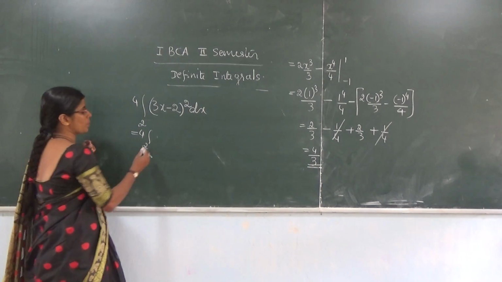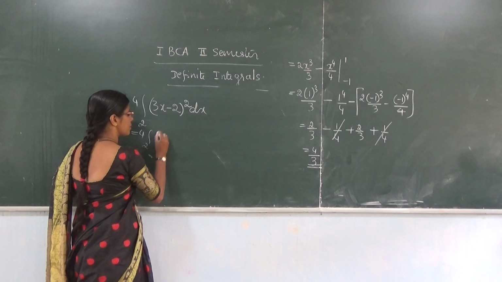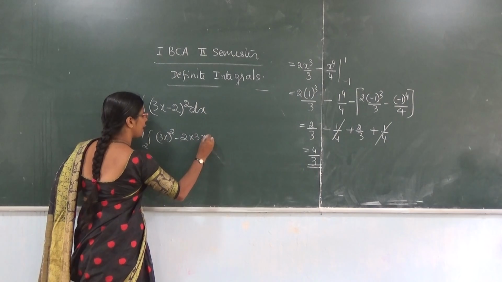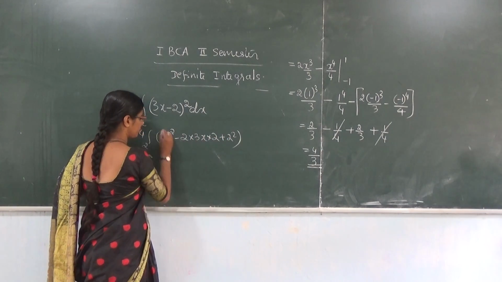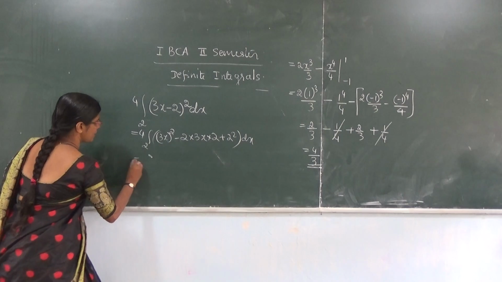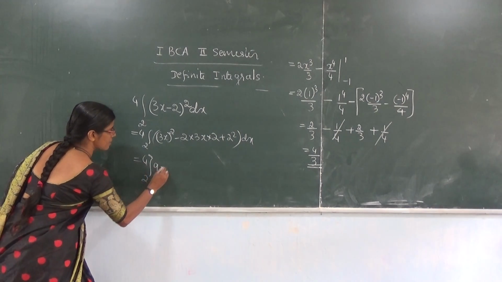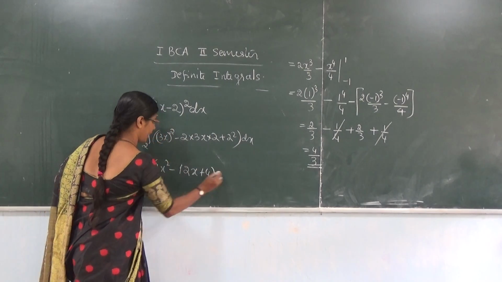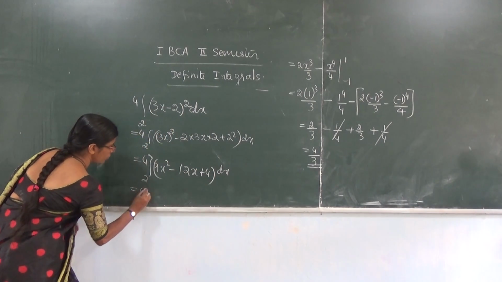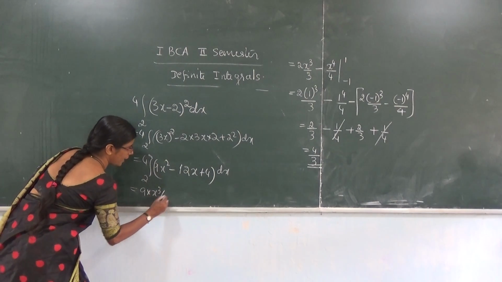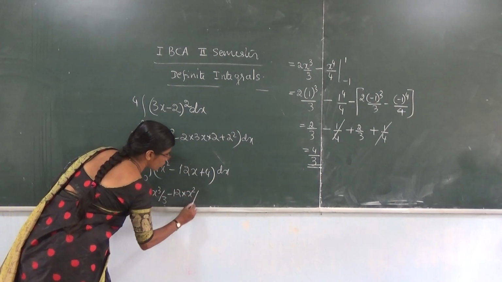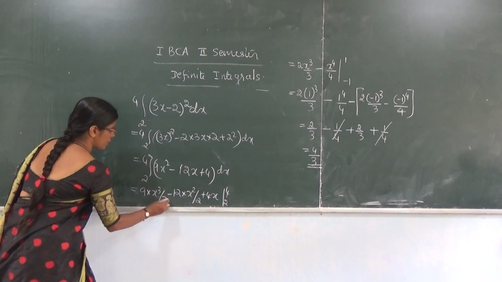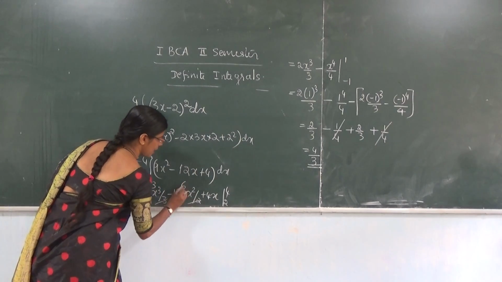a minus b whole square is a square, that is 3x whole square, minus 2 into a into b, plus b square. So that is 9x square minus 12x plus 4. Now integrate: 9 into x cube by 3 minus 12 into x square by 2 plus 4x from 2 to 4.